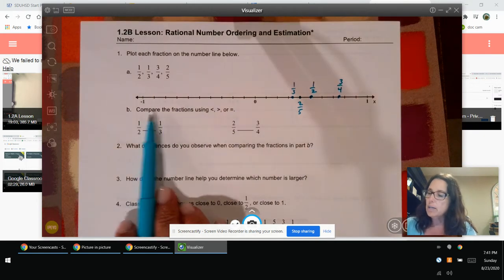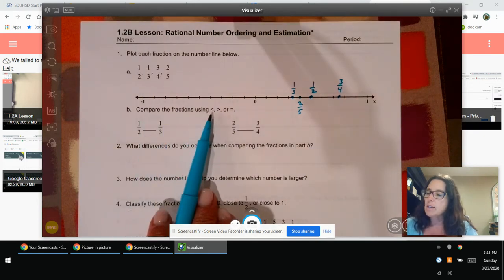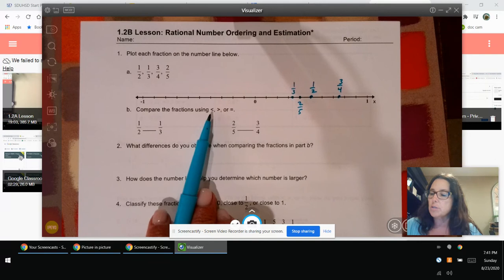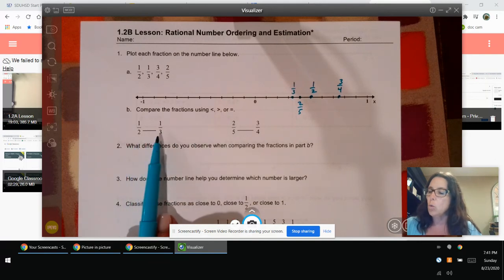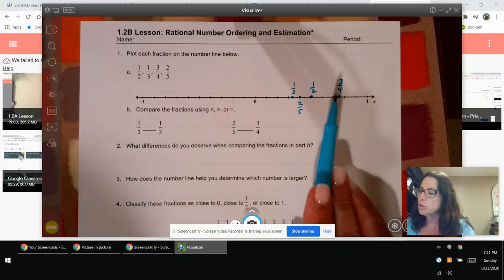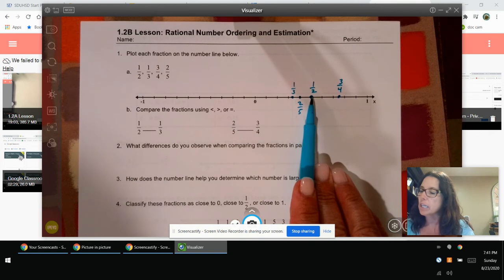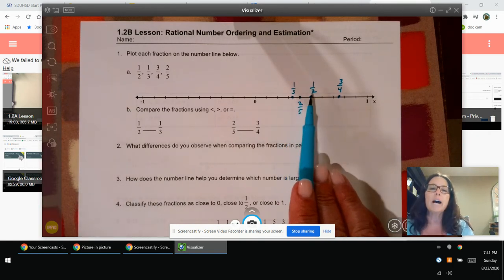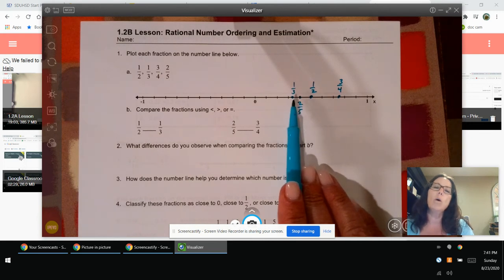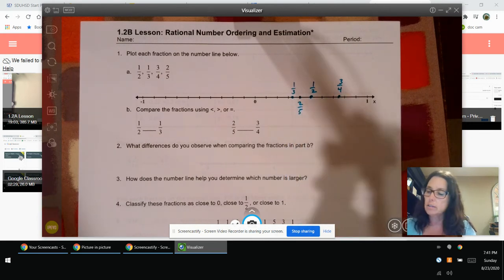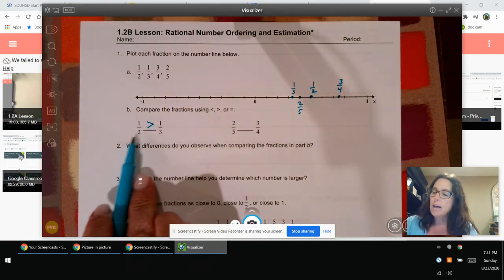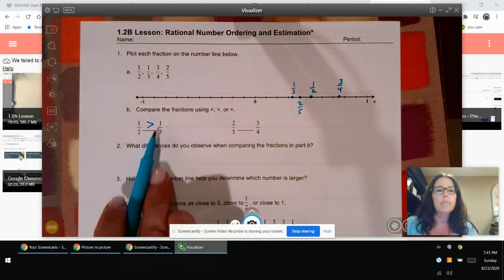Okay, now we're going to compare the fractions using these symbols: this is a less than symbol, this is greater than, and this is equal to. So 1/2 and 1/3, we're comparing those two. 1/2 is definitely larger than 1/3 simply because 1/2 is to the right of 1/3 on a number line. So we're just going to tuck in 1/2 is greater than 1/3.